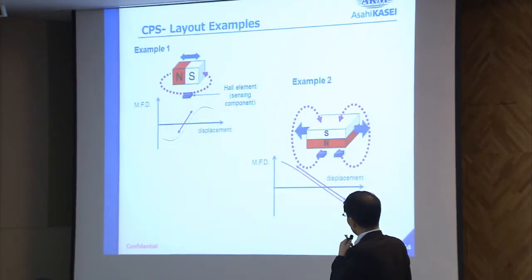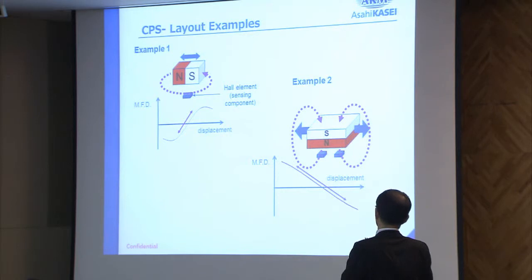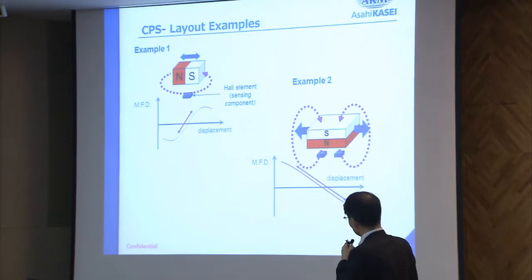Taking this linear field, we can detect the position of the magnet. And these are layout examples. Example 1 is simple and good to detect with a short stroke. And example 2 is good to detect with a long stroke.